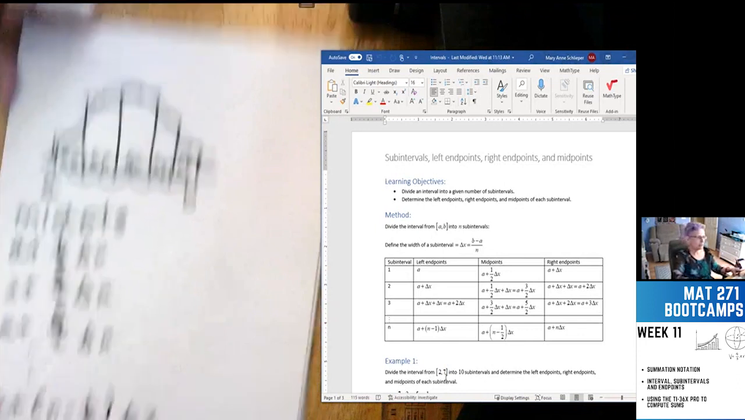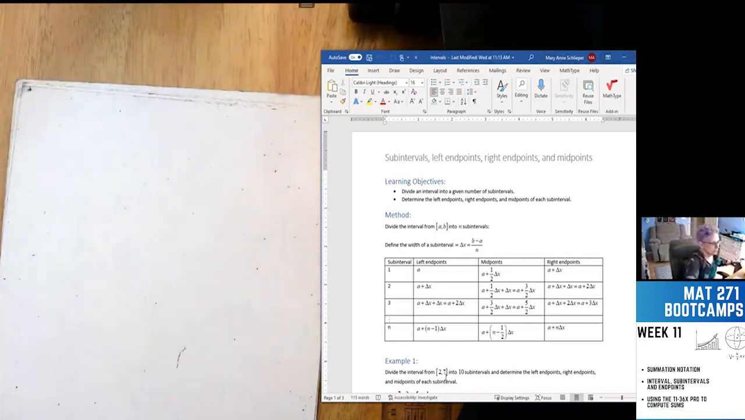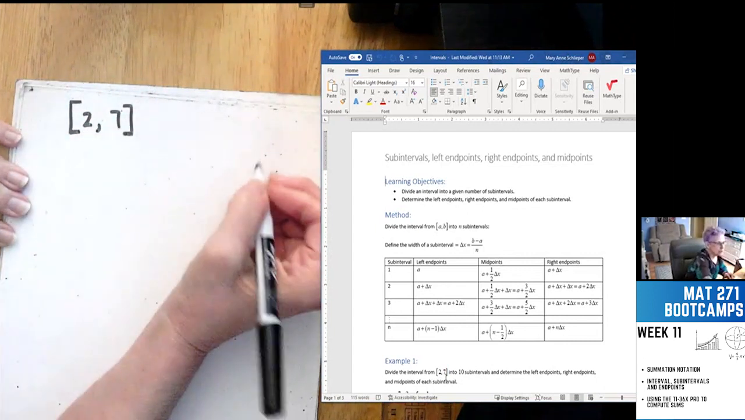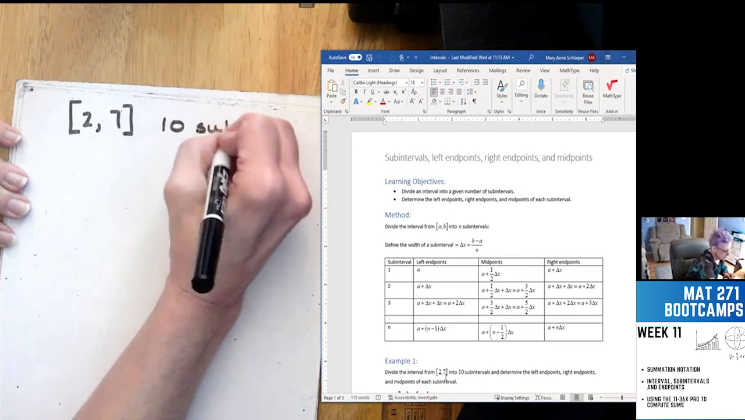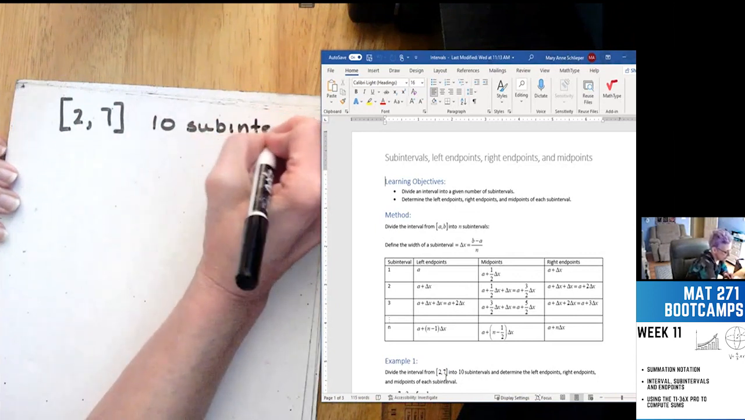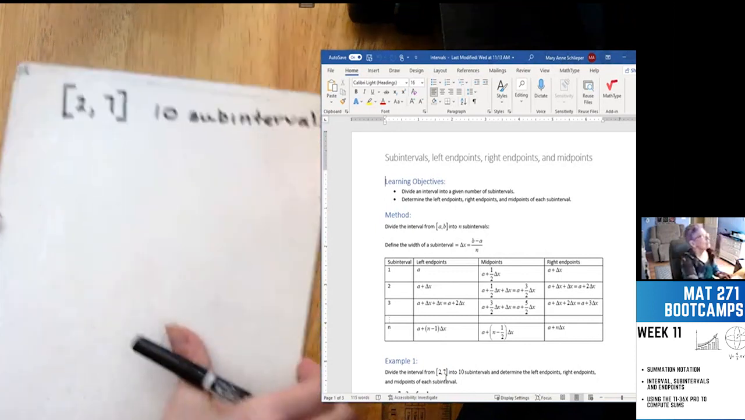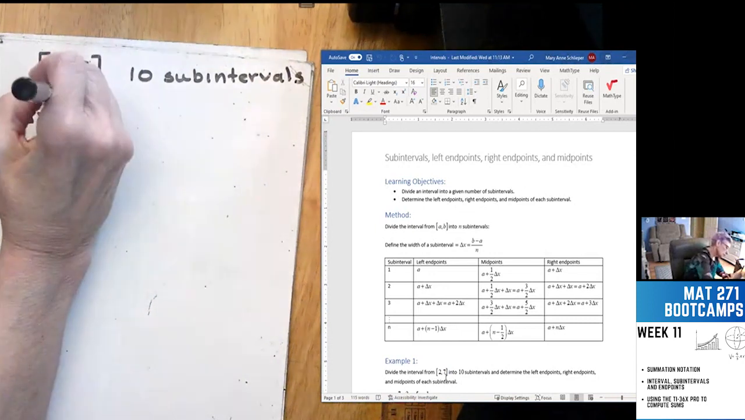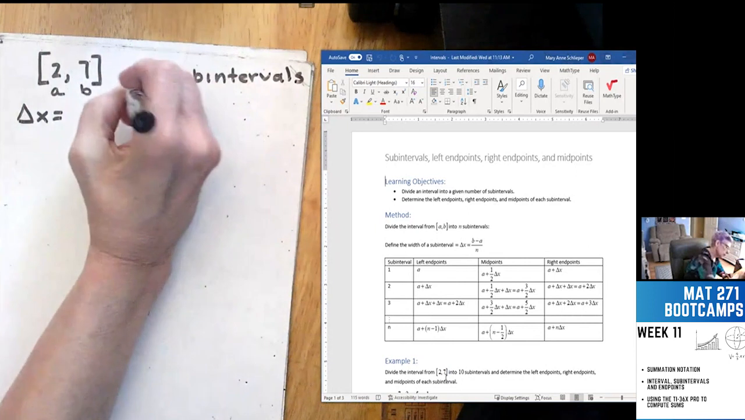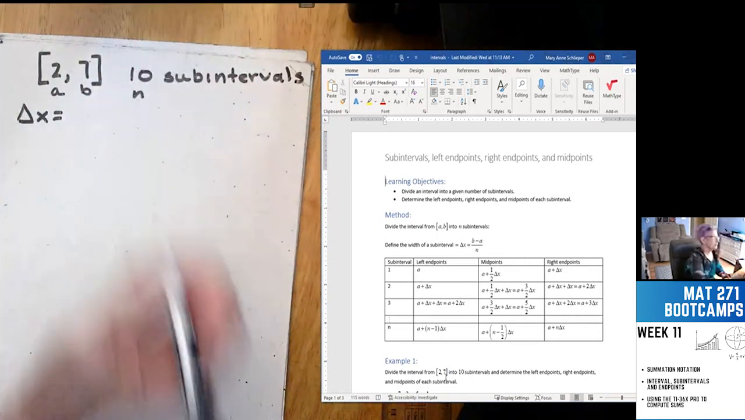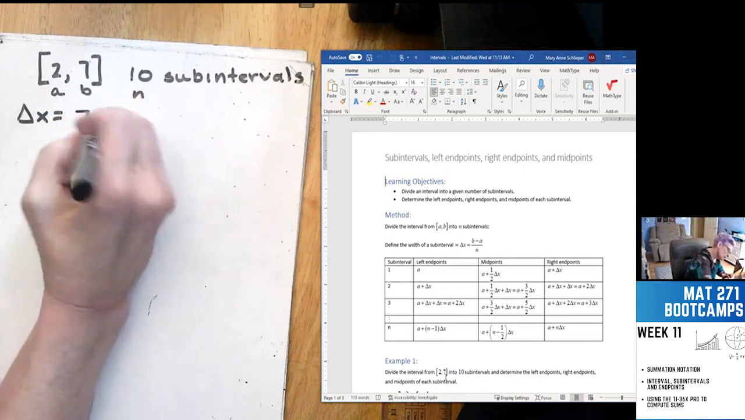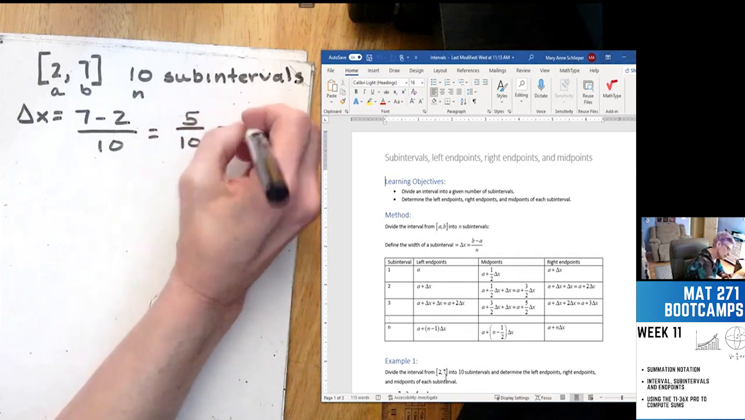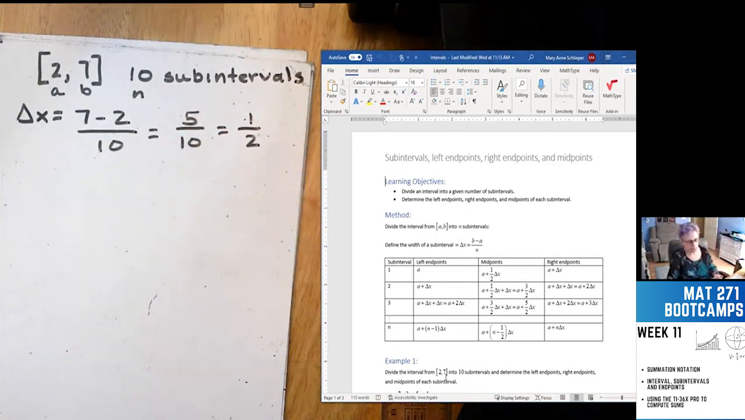Now let's put some real live numbers in there. If we want to divide the interval from 2 to 7 into 10 subintervals, first thing we do is calculate delta x. So 2 is A, 7 is B, and 10 is n. 7 minus 2 over 10 equals 5 over 10, which is 1/2.